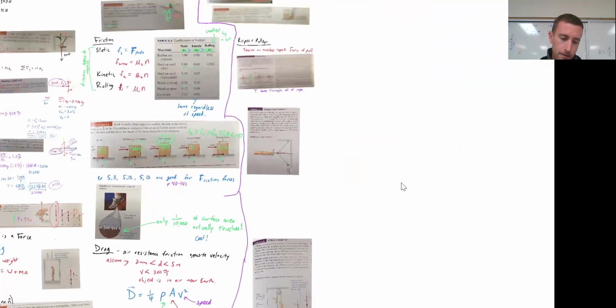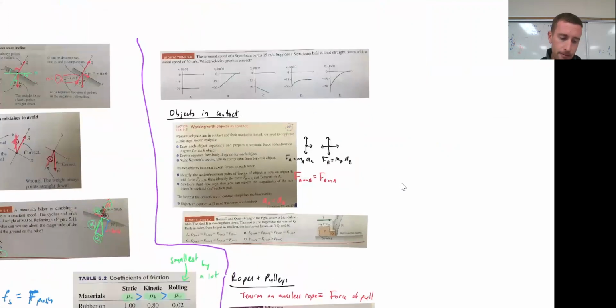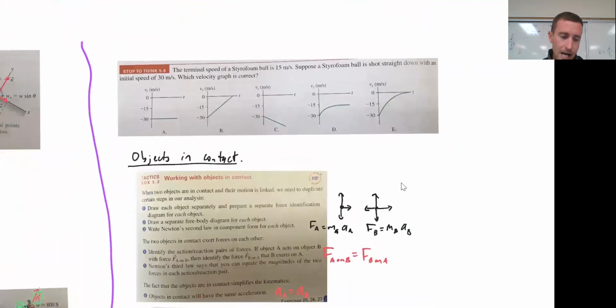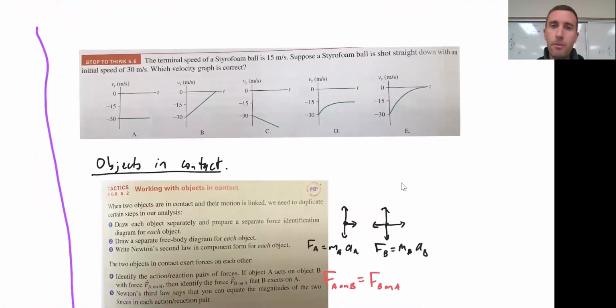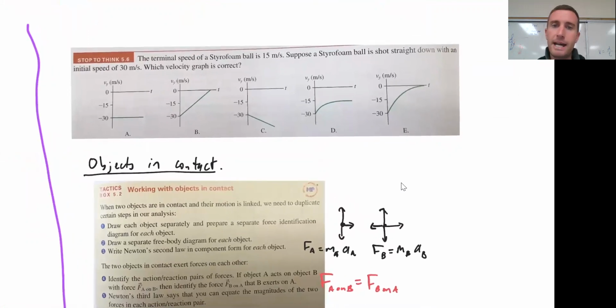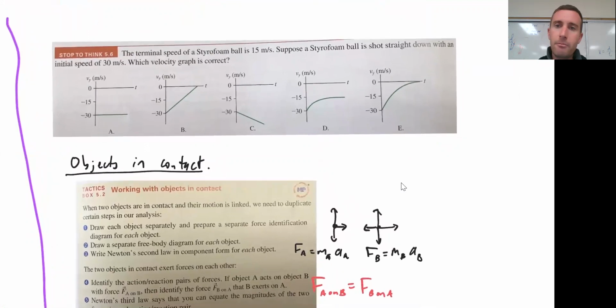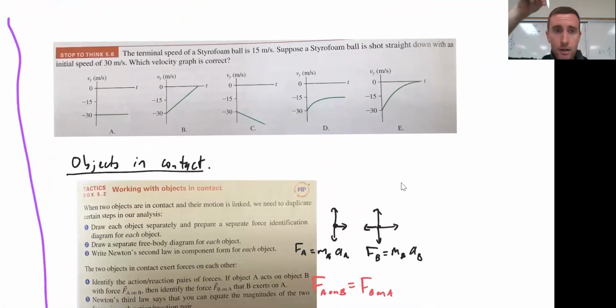Okay, so back up to the top. Let's do a real quick stop and think. The terminal speed of a styrofoam ball is 15 meters per second. Suppose a styrofoam ball is shot straight down with an initial speed of 30 meters per second. Which velocity graph is correct?